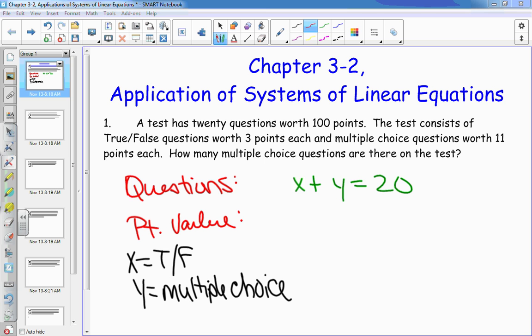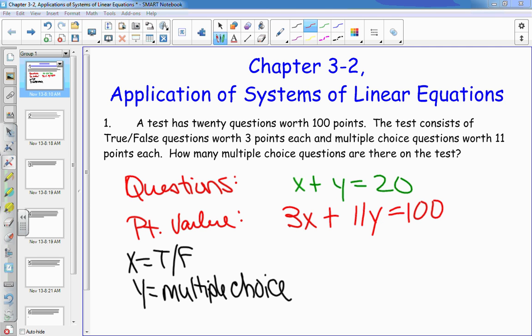So that's the same concept here. I'm going to multiply 3 times X because that's how much each problem is worth. If I have 1 true and false, it's going to be 3. If I have 2 true and false, it's going to be 6 points. If it's 10 true and false, it's going to be 30 points. Does that make sense? And what does and mean? I'm going to add to that the point value for my multiple choice. Well, how much is my multiple choice question? 11 points. So that's going to be 11 what? And that has to equal the total number of points on the test, which is 100 points. Does that make sense?